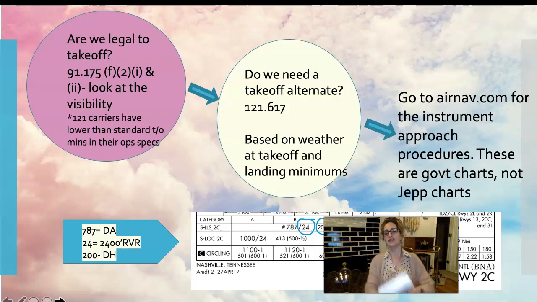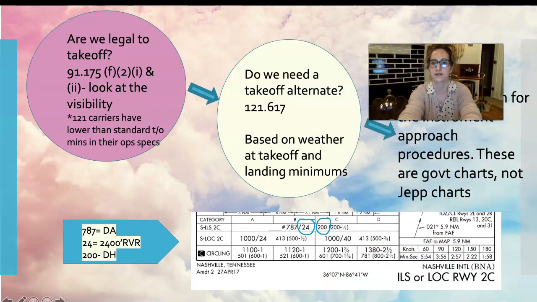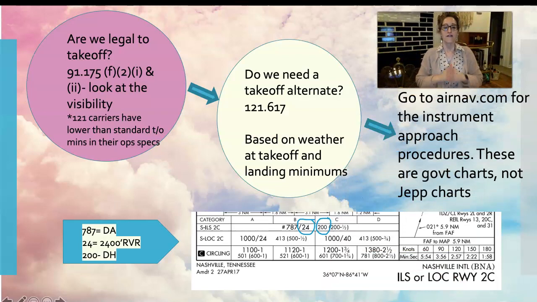Okay. So now, let's talk about regulations. So get out your FAR AIM, because we're going to start with Part 91. You go to 91.175, paragraph F, Foxtrot. So first question. First thing you have to ask is, are we legal to take off? Are we legal to depart?